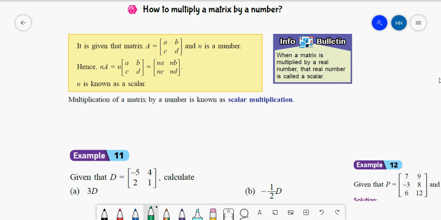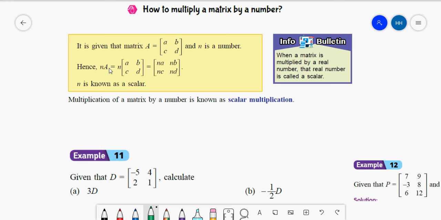Hi, okay. Selamat sejahtera. For today's lesson, you're going to learn about multiplication of a matrix by a number. Okay. It is given that matrix A, B, C, D, and N is a number.